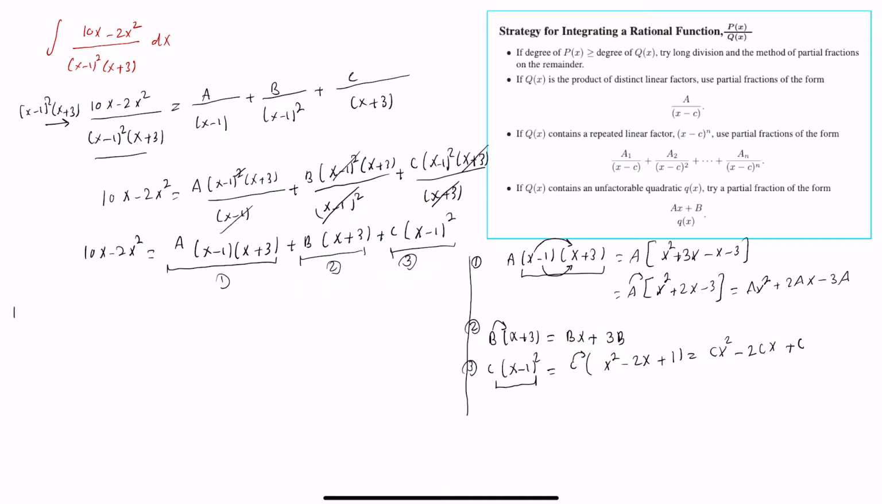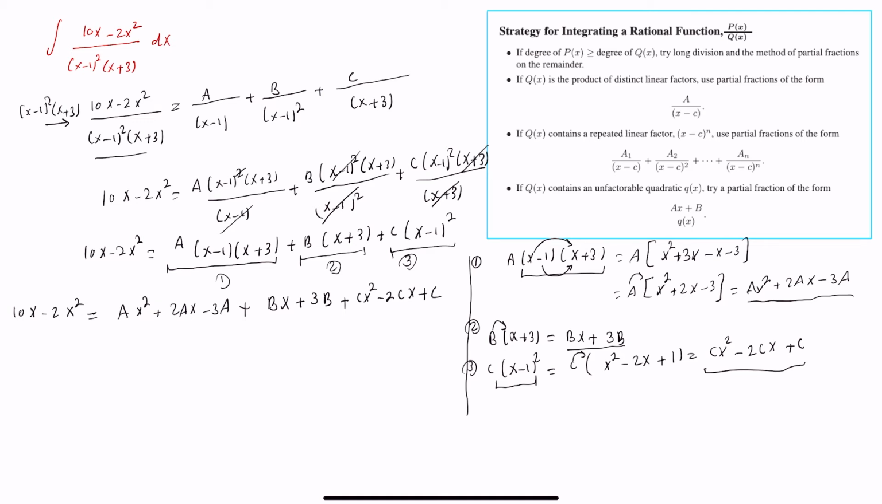So we have 10x minus 2x squared equal to 1. That is 1. It's going to be ax squared plus 2ax minus 3a, and then plus 2, that's number 2, it's going to be bx plus 3b, and then plus 3, and that is number 3, it's going to be plus cx squared minus 2cx plus c.